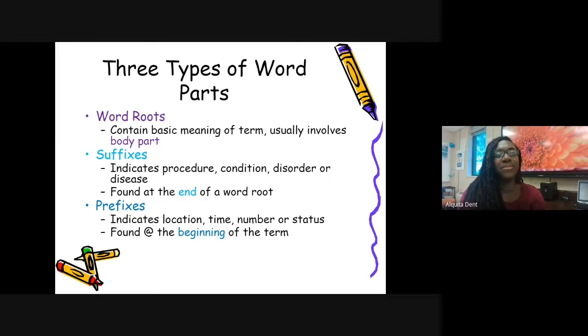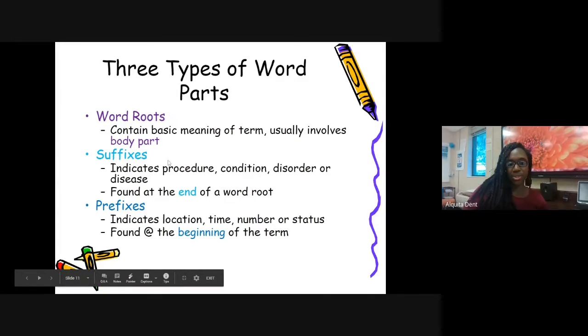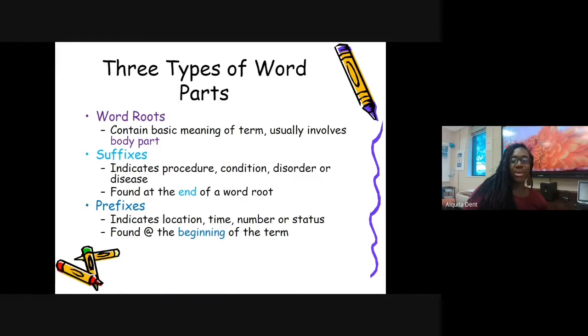Prefixes: if there is a prefix for a medical term, it's always at the beginning of the word, before the word root. And it normally indicates a location, a time, a quantity, like how many, or status of the actual word root. So, like bilateral cardiac involvement. That means both sides of the heart are involved. Okay, anyways, but you'll get there.